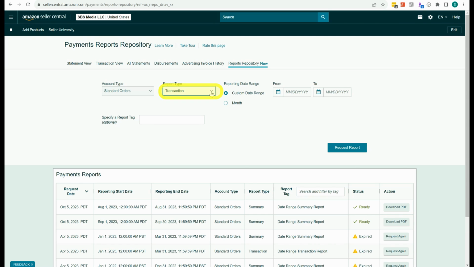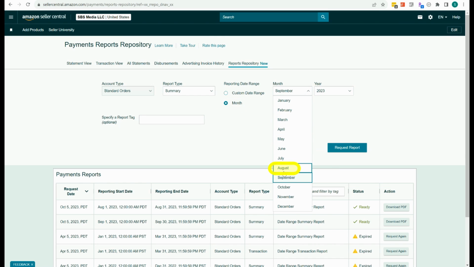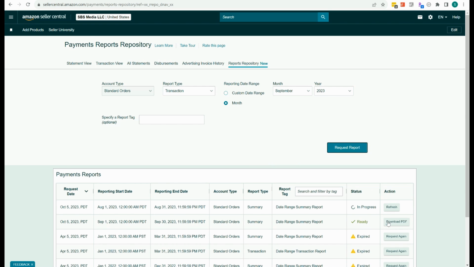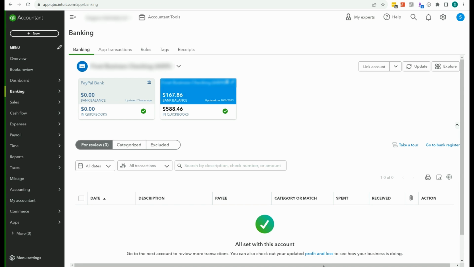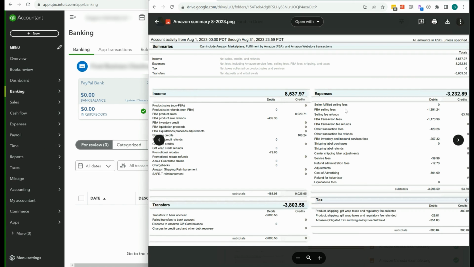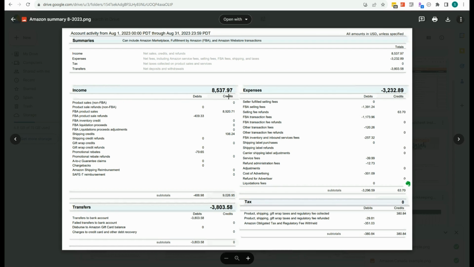Change this report type to Summary. Change this to Month. Select the month that you need. Hit Request Report, and it's going to show up down here. Just hit refresh, and then you can download the report. I already have the sample that we are going to be working with right here. So this report from Amazon breaks out your Amazon sales, your income, and then your expenses.